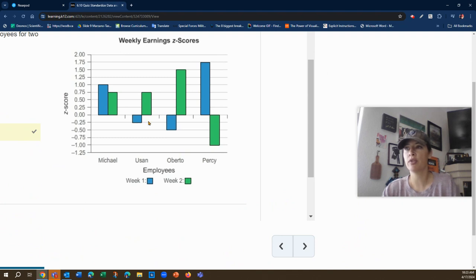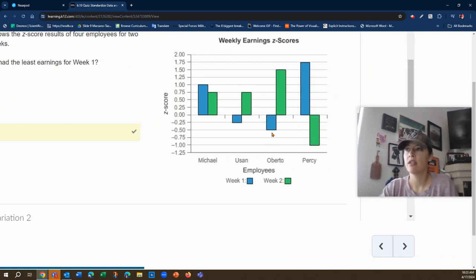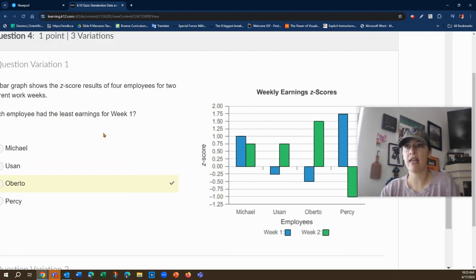Looks like week 1, the blue. So this is the lowest, Oberto. So he earned the least amount of money for week 1 based on the average weekly earnings for these employees. Oberto, for some reason in week 1, maybe took some extra time off, earns the least based on these z-scores. Negative scores are below the mean. Positive scores are above the mean, or the average expected salary or earnings.